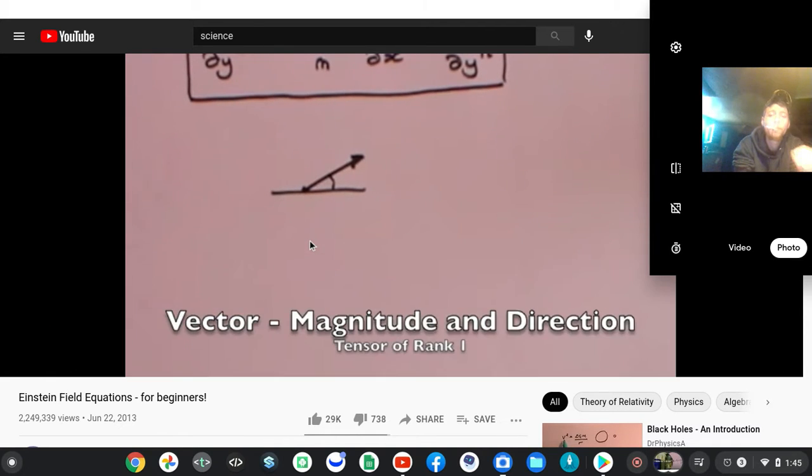And a vector is described as a tensor of rank 1.